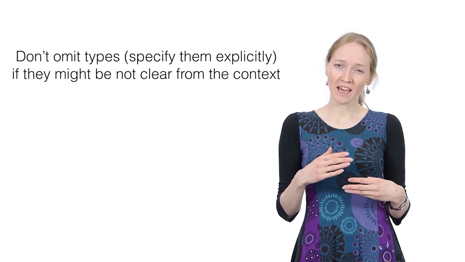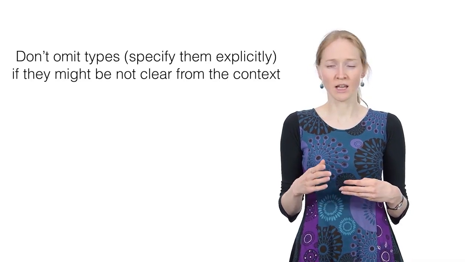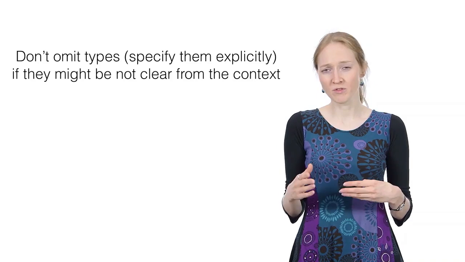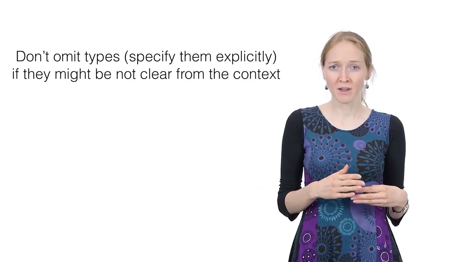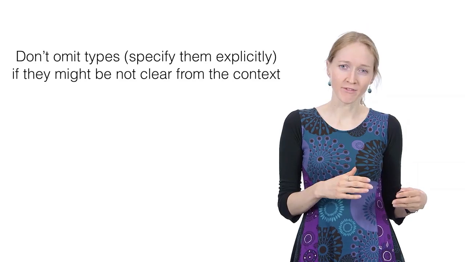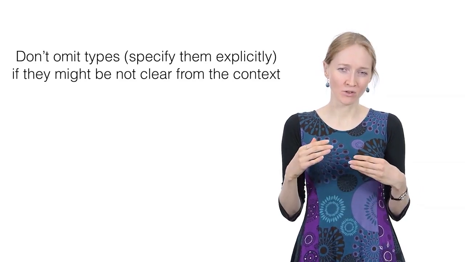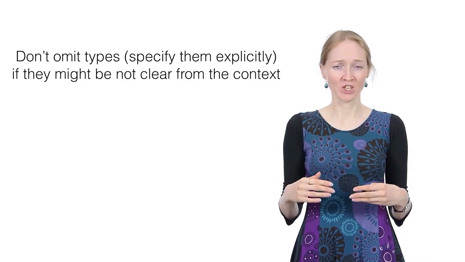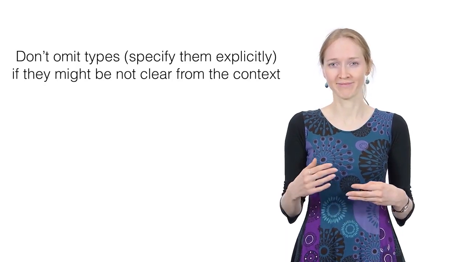When type specifications are clear from the context, it's safe to omit them. For instance, if it's a variable of a primitive type or string, or the type is clear from the variable name, that's rather straightforward. However, if any confusion of what's going on is possible, it's better just to have this type specification explicitly, to avoid this confusion.